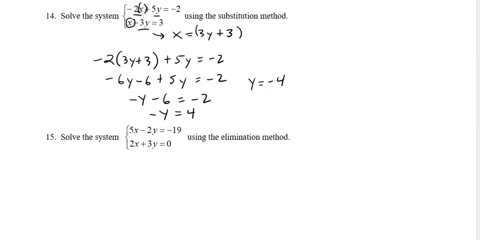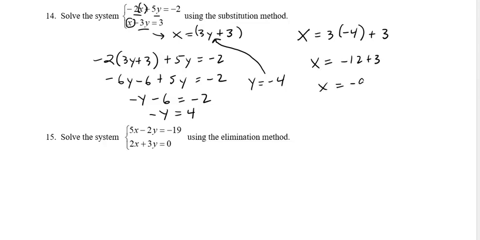And then you can jump up here and plug -4 in for y, so you can find x. So x is 3 times -4 plus 3, -12 plus 3, x is -9. So as an ordered pair, our answer will be -9, -4.